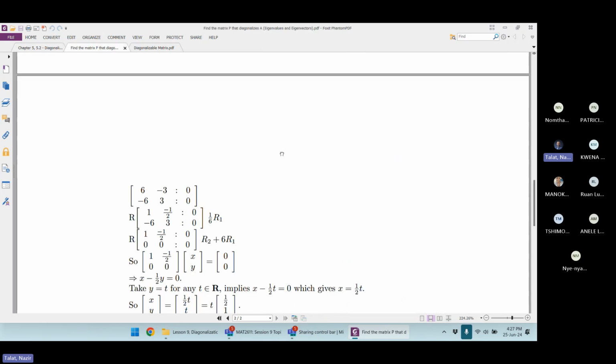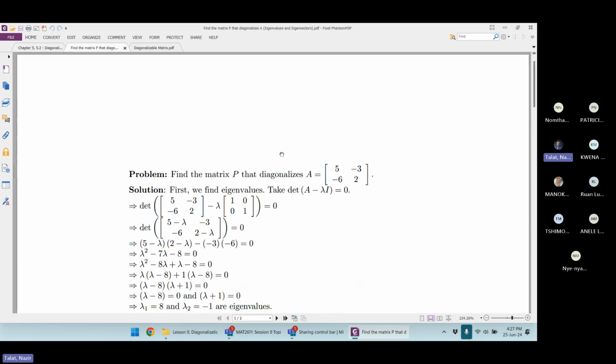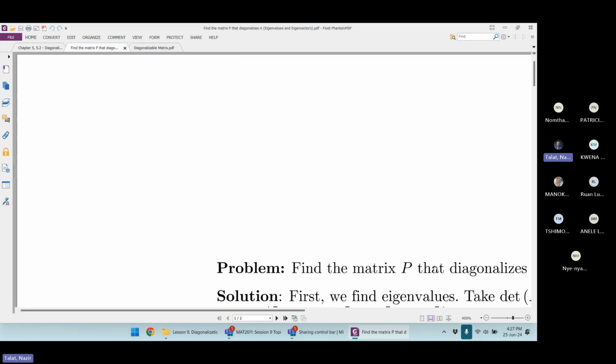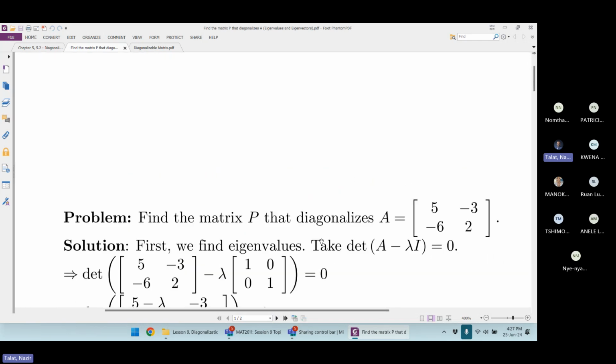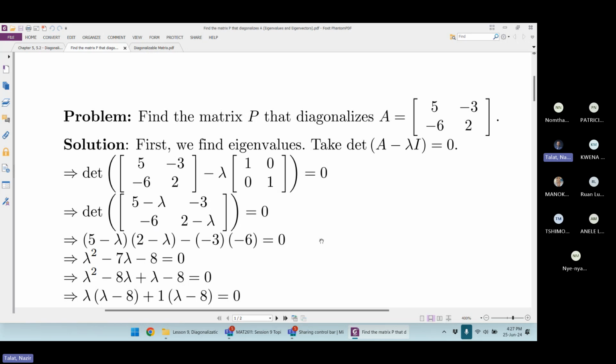Here are some examples for that. Find a matrix P that diagonalizes a 2 cross 2 matrix A. Now we can go through it and see how this matrix is diagonalizable. First we need to find its eigenvalues. The eigenvalues come from determinant of A minus lambda I is equal to 0, or you can also compute determinant of lambda I minus A is equal to 0.